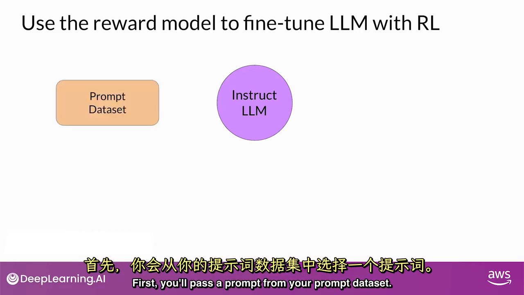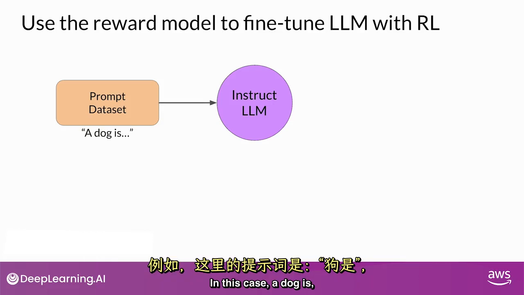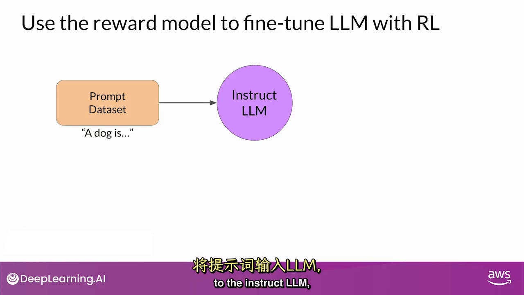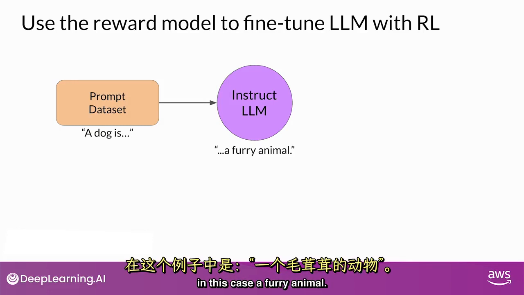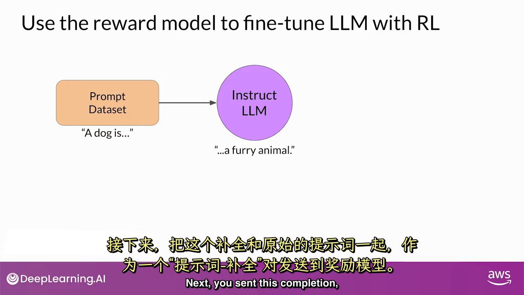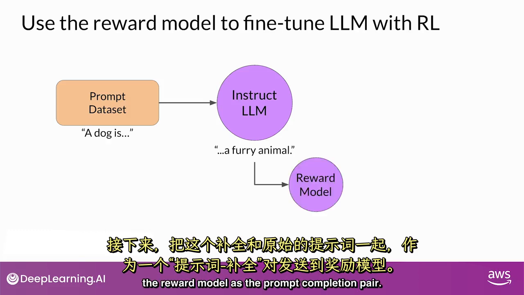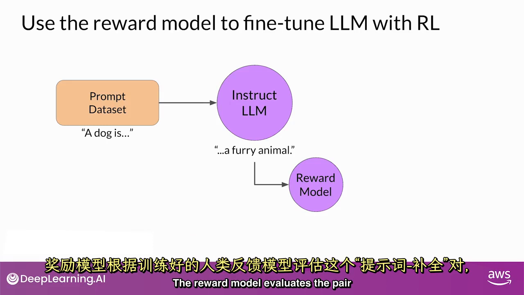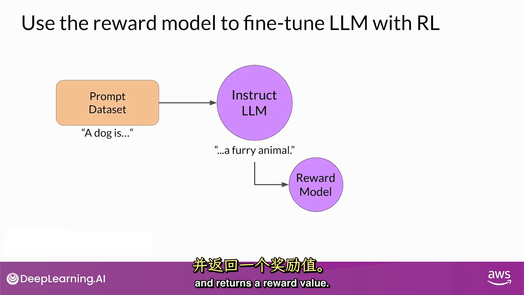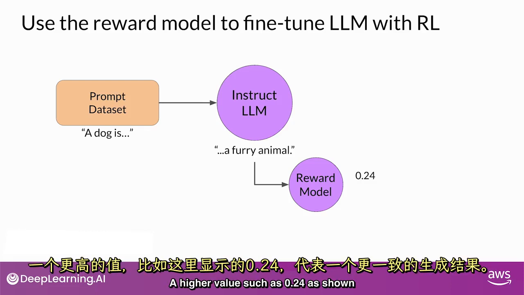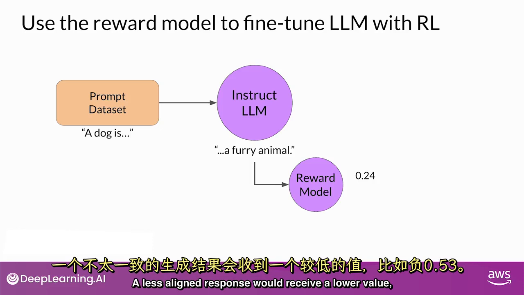First, you'll pass a prompt from your prompt dataset, in this case, "a dog is", to the instruct LLM, which then generates a completion, in this case, "a furry animal". Next, you send this completion and the original prompt to the reward model as a prompt completion pair. The reward model evaluates the pair based on the human feedback it was trained on and returns a reward value. A higher value, such as 0.24 shown here, represents a more aligned response. A less aligned response would receive a lower value, such as negative 0.53.